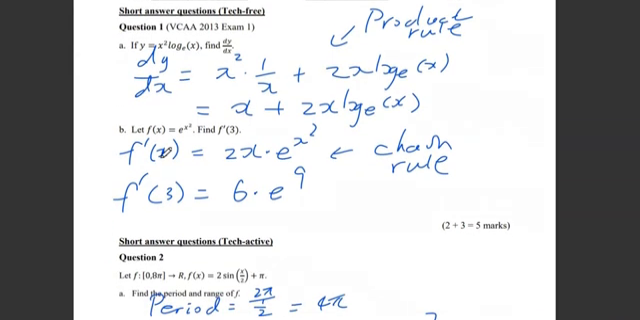The next one is basically the chain rule. So we just take the derivative of x squared and times it at the front, and then e to the x, something whose derivative doesn't change. So we get this. And we start with f dash of 3 equals 6 times e to the power of 9.